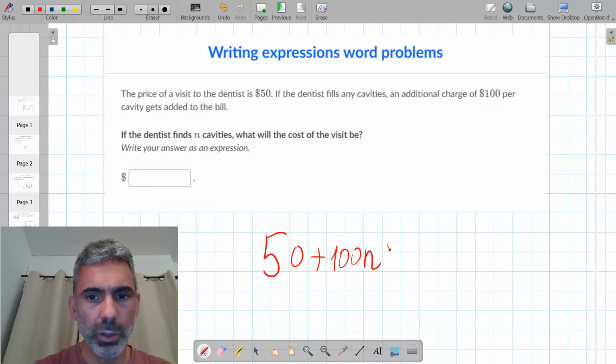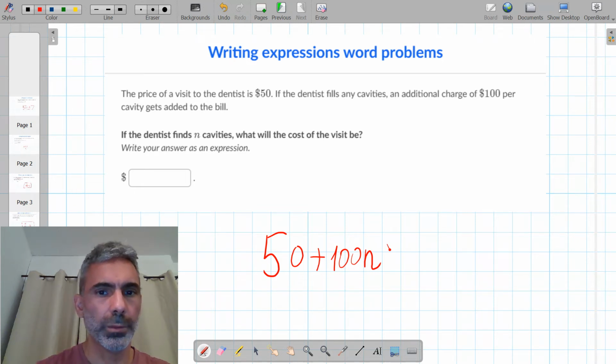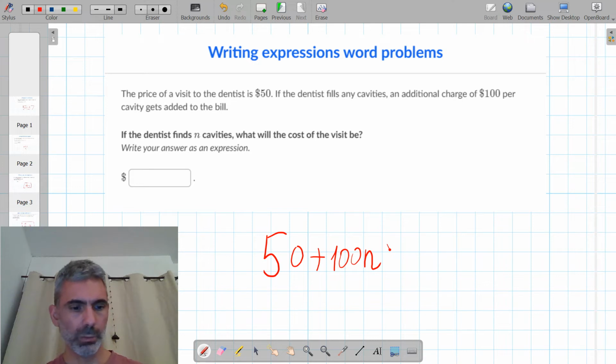So if he finds no cavities, 100 times n is 0, and we pay only 50. If he finds one cavity, 100 times 1 is 100, so we need to pay $150. If he finds two cavities, we pay 100 times 2, which is 200 plus 50, and so on. So 50 plus 100 times n.